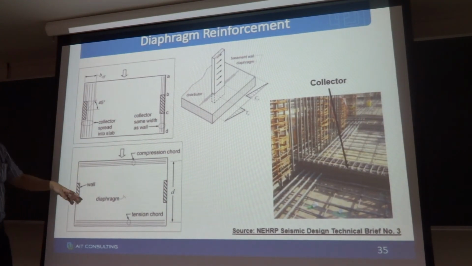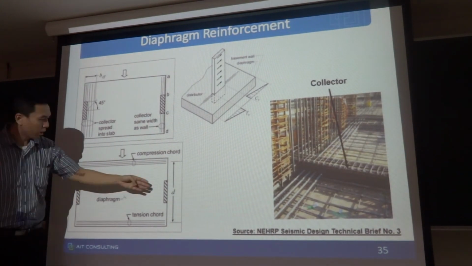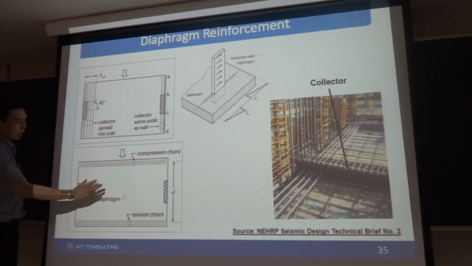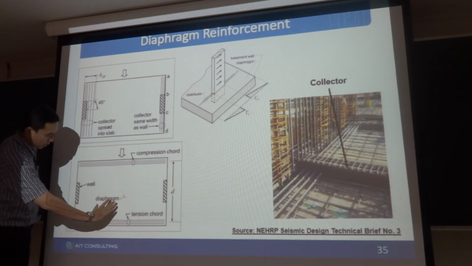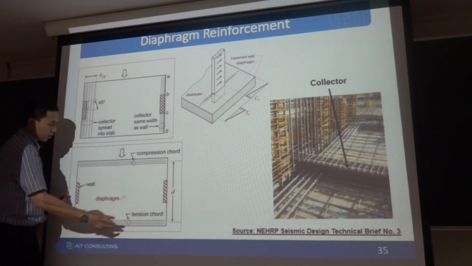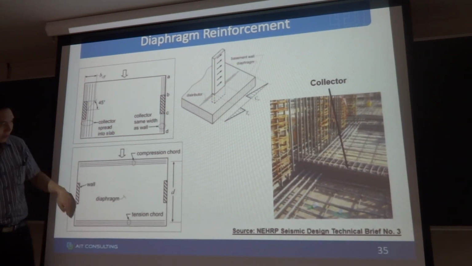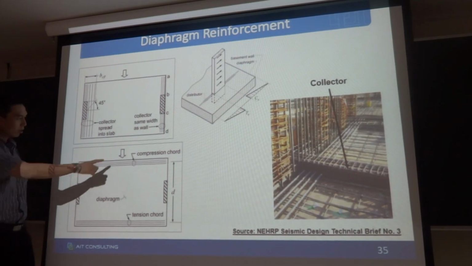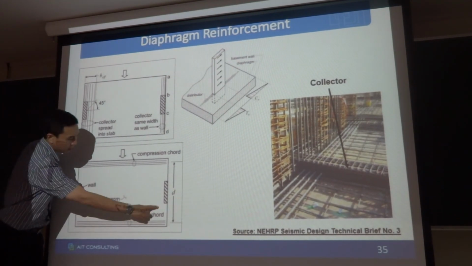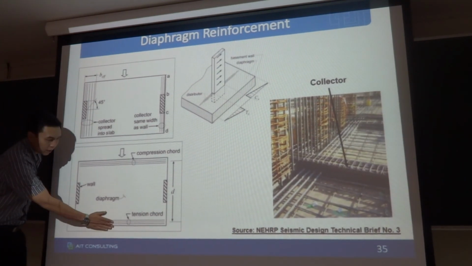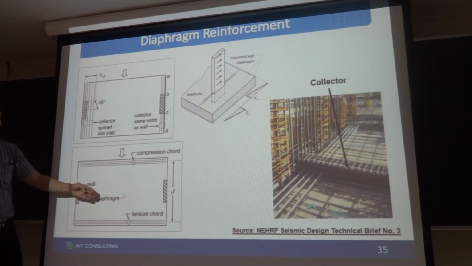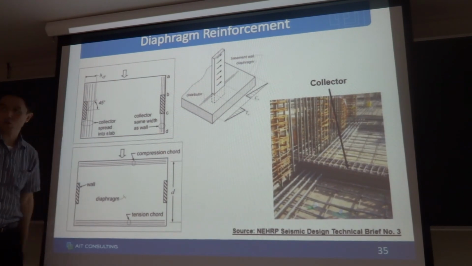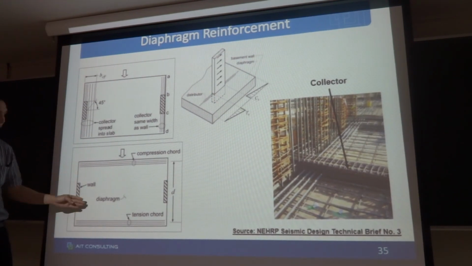this is the typical floor plan of the tower, and if you have two walls here, if the earthquake load is coming in this direction, the inertial force will act in this direction, and these two walls will act as a support. So you can consider this slab as a beam. Because of this inertial force, there will be bending in this slab. At this portion, this will be tension reinforcement, and this will be compression reinforcement. So we call these reinforcement chord reinforcement, to resist the in-plane bending moment in the diaphragm.